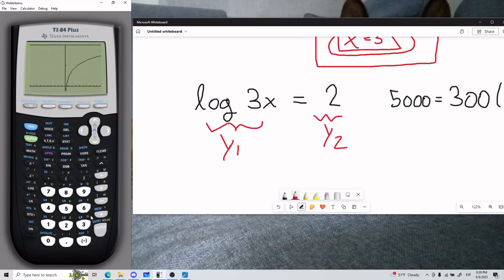All right, so here I can see my two lines, but they are not intersecting. And since I want to use calc intersect, I need to see the intersection. So let's play around with the window a little bit. Again, the graph doesn't have to look nice, but you do have to be able to see the intersections.